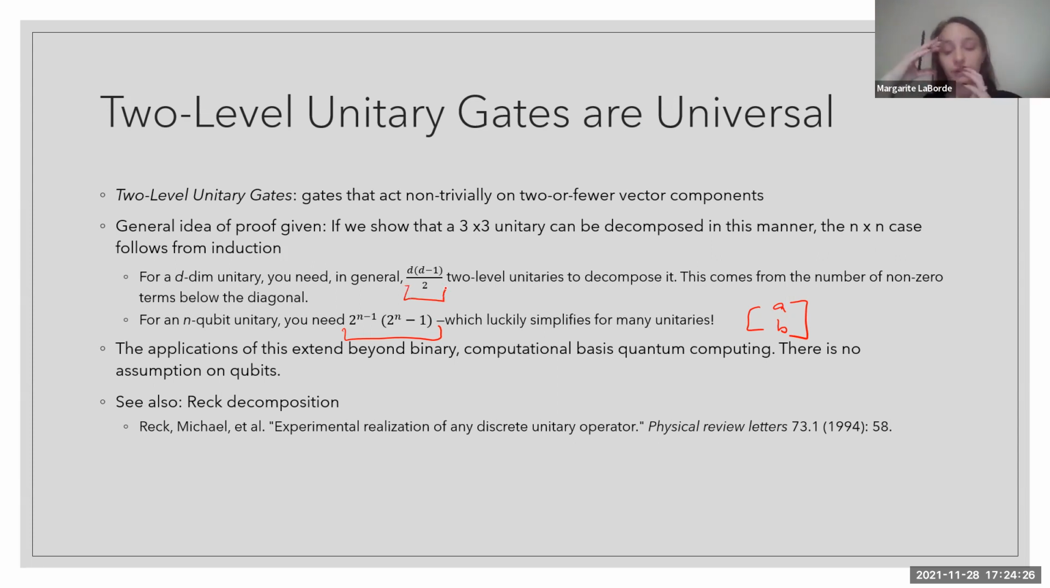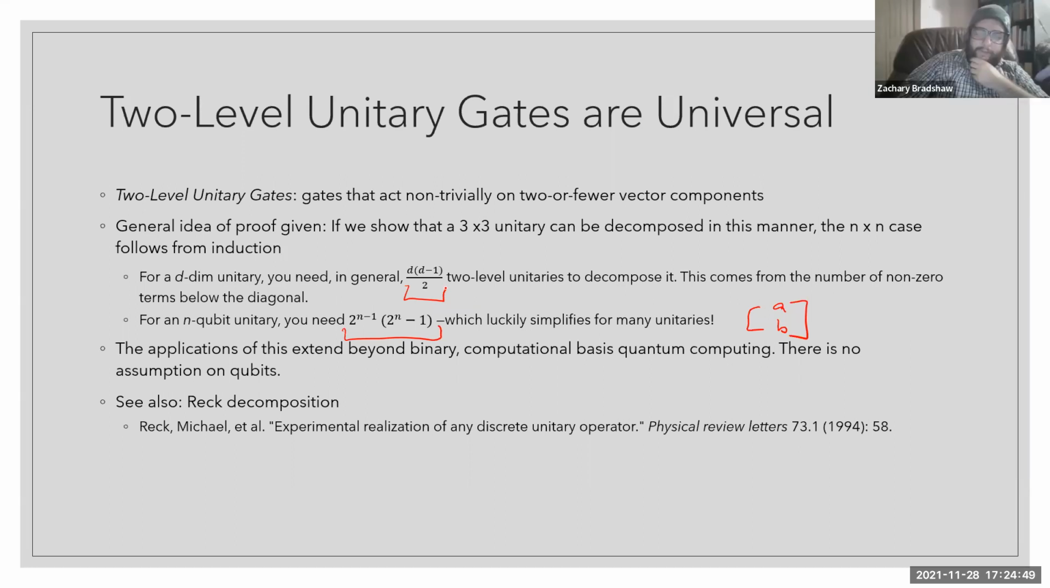And it basically comes down to the more zeros in your matrix, the easier it is to decompose it, which makes some intuitive sense, right? Because if you have the identity, that's super easy to put on your quantum computer. You don't do anything, right? So the amount of unitaries you need scales with the number of non-zero elements on your off diagonal.